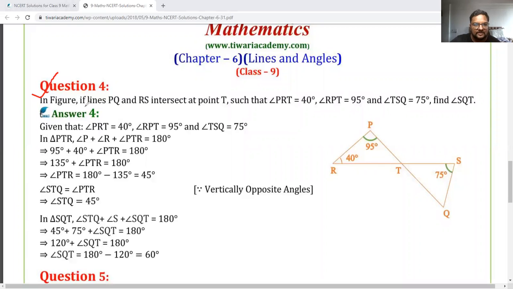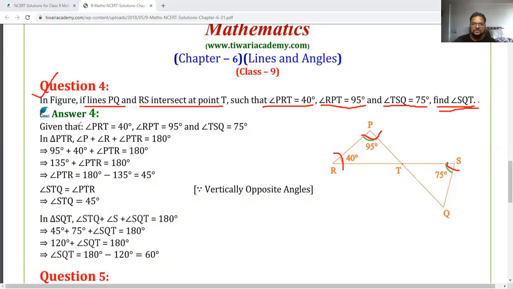In the figure, if a line PQ and RS intersect at point T, so this is your PQ, this is your RS intersecting at point T, such that PRT makes 40 degrees. Similarly, RPT is 95 degrees, and TSQ is giving 75 degrees. We have to find out SQT. Only this single SQT we need to find out.